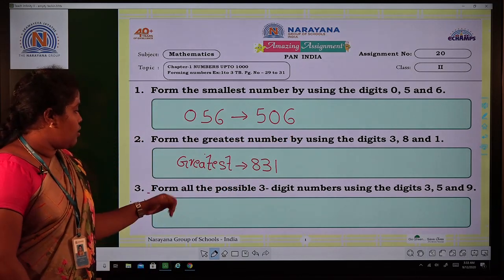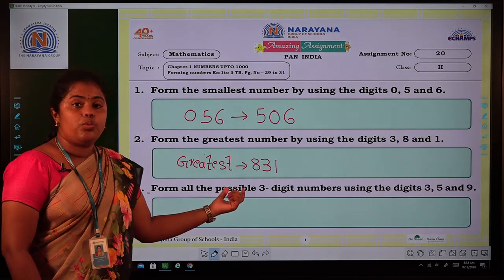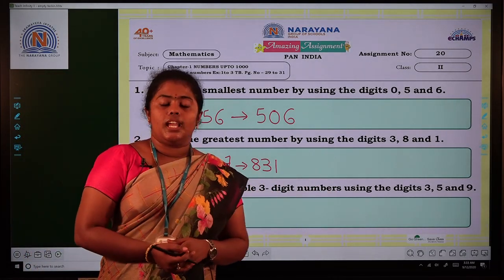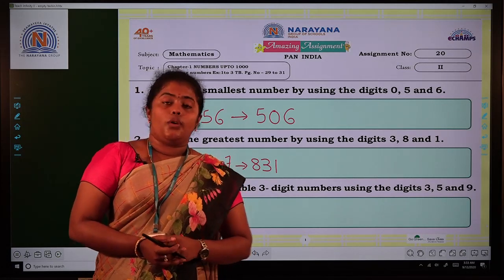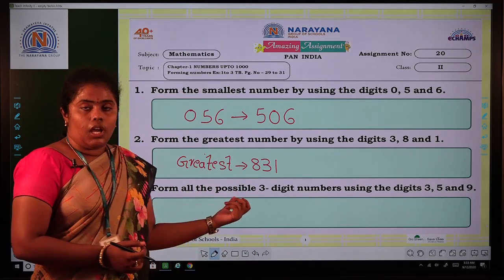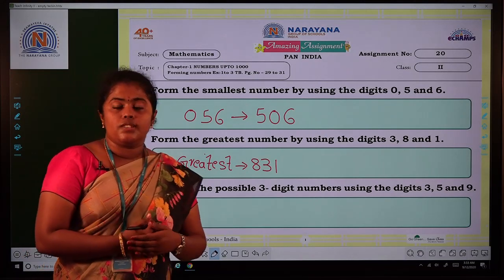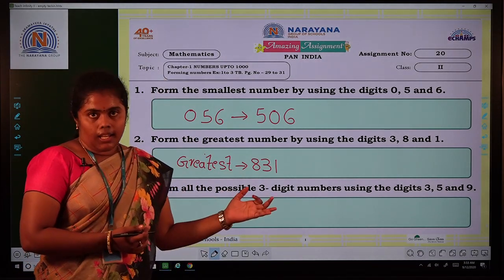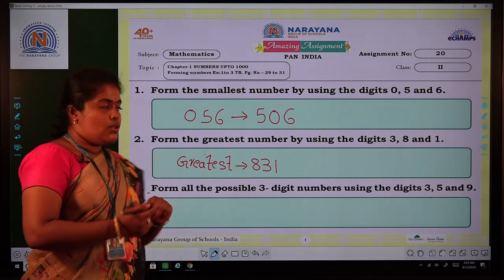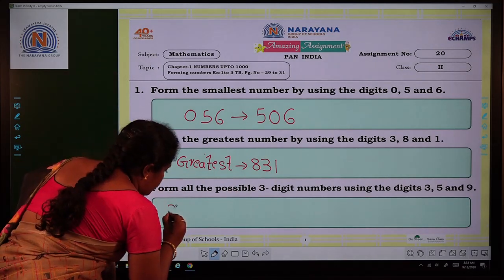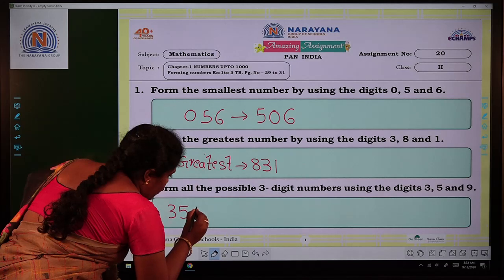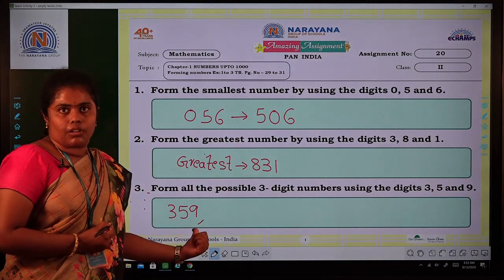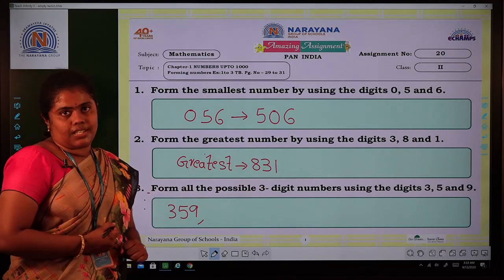Next, third question. Form all the possible 3-digit numbers using the digits 3, 5 and 9. Now we have to form numbers in all possible ways. How many possible ways can we write? The given digits are 3, 5 and 9. So I write 3, 5, 9. It is one of the ways to write a 3-digit number by using these 3 digits.